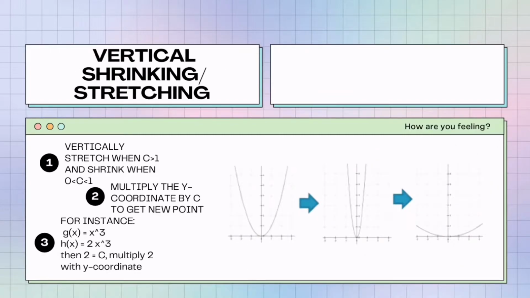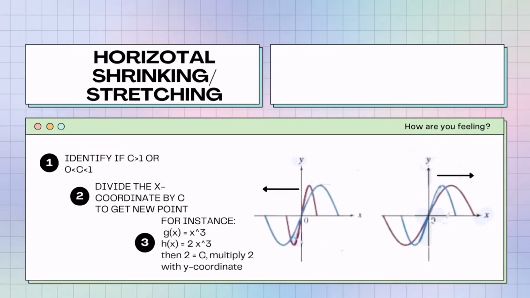The third one is vertical shrinking or stretching. The graph will vertically stretch when C is more than 1 and shrink when C is less than 1 and more than 0. To transform it, multiply the y coordinate by C to get the new point. For instance, the function f(x) is x to the power of 3. If the constant is 2, then multiply 2 with the y coordinate. When stretching happens, the graph will be narrower than the parent graph. Meanwhile, when the graph shrinks, the graph will be wider than the parent graph.